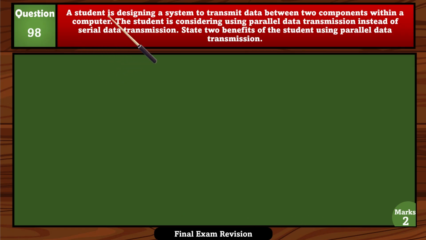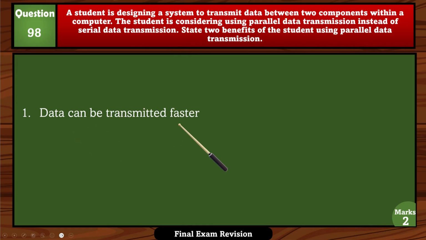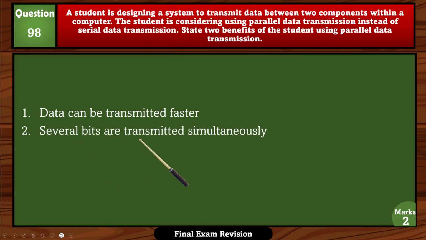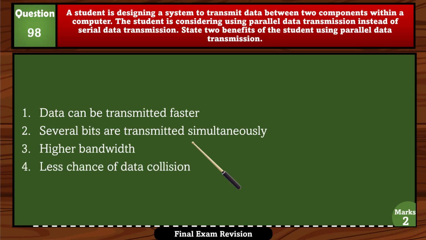Question 98. A student is designing a system to transmit data between two components within a computer. The student is considering using parallel data transmission instead of serial data transmission. State two benefits of the student using parallel data transmission. Number one, data can be transmitted faster. Number two, several bits are transmitted simultaneously. Number three, higher bandwidth. Number four, less chances of data collision.